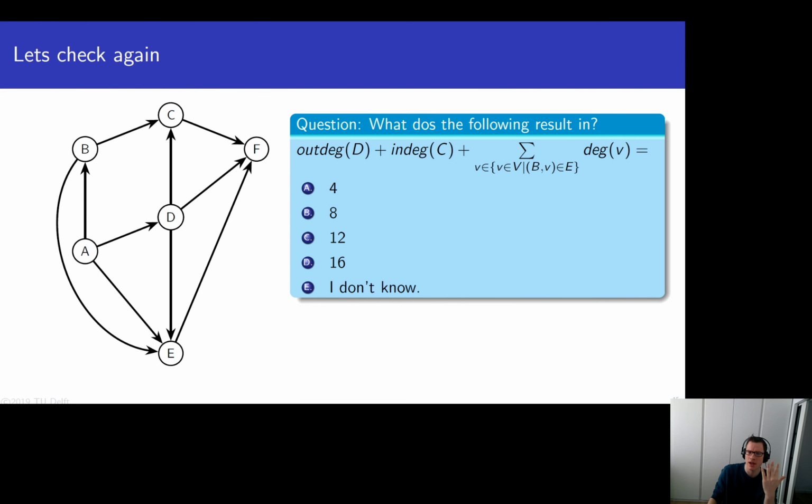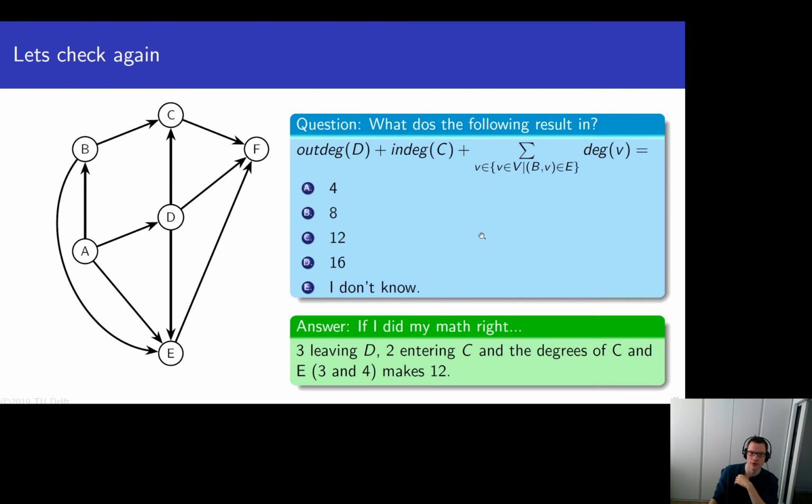And now we have the sum of the degrees of all of the vertices such that B is connected to the vertex. Well, B is connected to C and E. The degree of E is 4: 3 coming in, 1 going out. So 4 plus 5 that we already had is 9. And then we need to add the degree of C, because B is also connected to C. That's 3. 9 plus 3 is 12. So answer C is indeed the right answer. Questions about that?